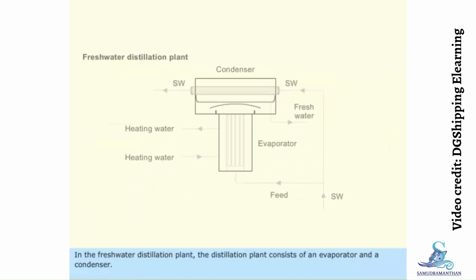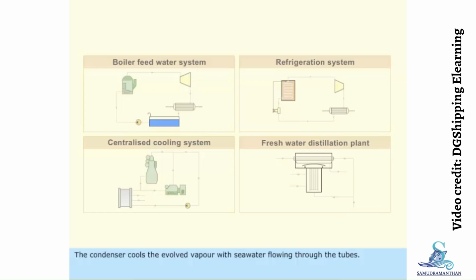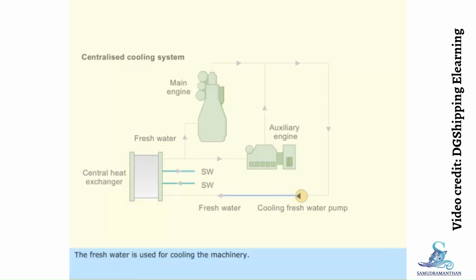In the freshwater distillation plant, the distillation plant consists of an evaporator and a condenser. In the evaporator, the jacket cooling water from the main engine plant or steam is used for heating. The condenser cools the evolved vapor with seawater flowing through the tubes. In the centralized cooling system, the seawater cools the freshwater in one or more large central heat exchangers. The fresh water is used for cooling the machinery.